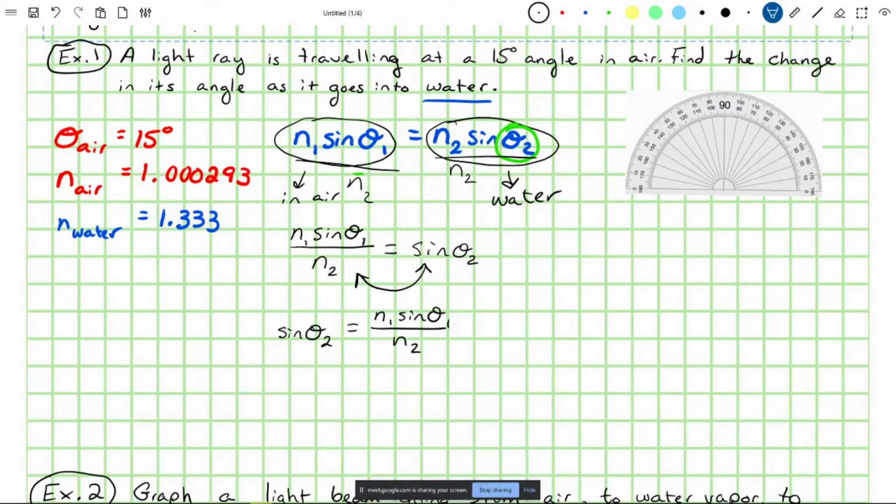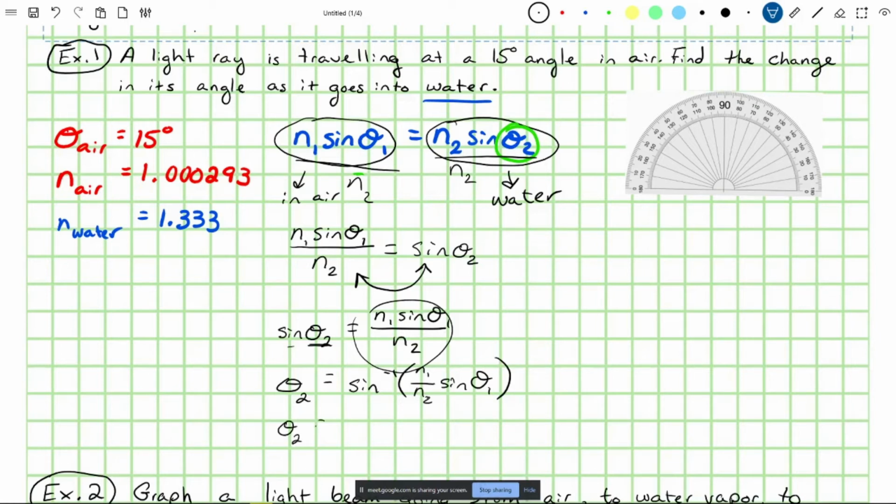And then we take the inverse sine of this to get it to the other side and get theta 2 by itself. So theta 2 is equal to the inverse sine, and remember, just like with multiplying and dividing, you need to take the entire side, okay? You're not just taking the inverse sine of one piece of this, you're taking it of the entire thing. So it's the inverse sine of n1 over n2 times the sine of theta 1. That's how we get theta 2 alone. Now we can plug in and solve.